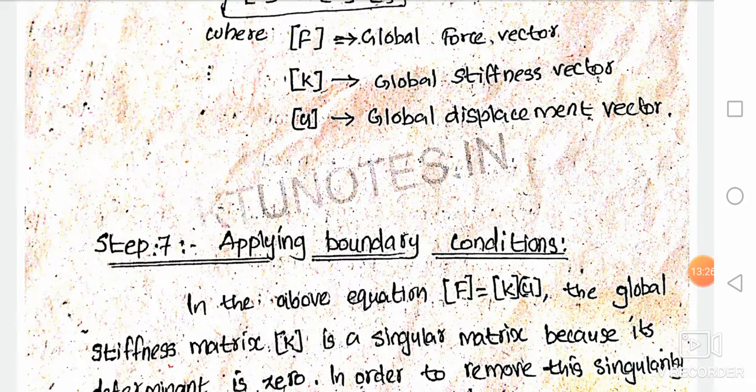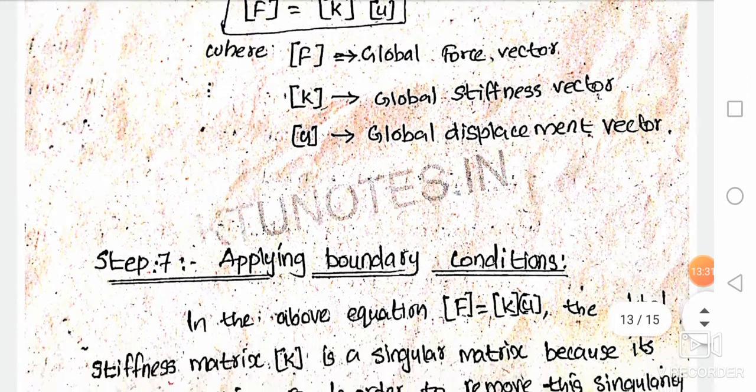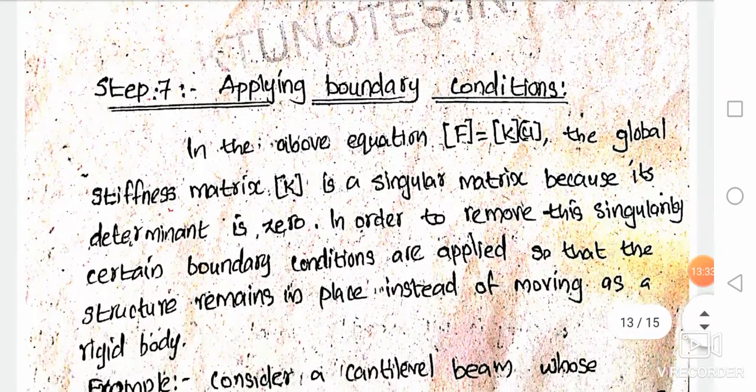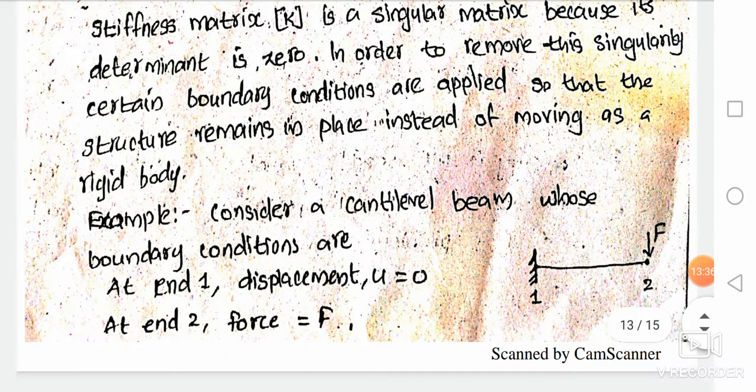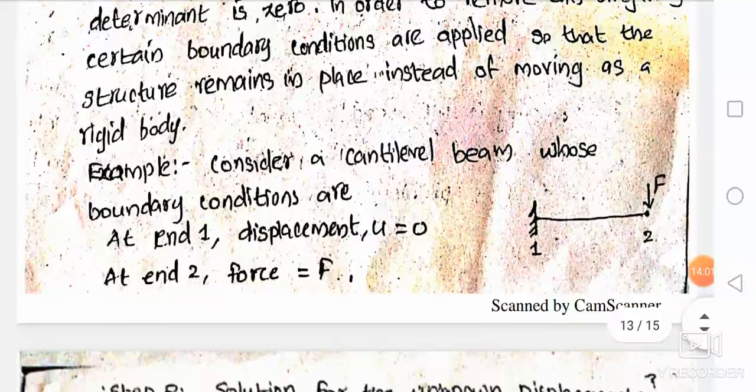The next step is applying boundary conditions. After finding the global stiffness matrix, we go through the boundary conditions. For example, if we consider a cantilever beam, one end is fixed, that is at end 1 U is equal to 0, and at end 2 a force F is applied. The boundary conditions are at end 1, U is equal to 0, and at end 2 the force is equal to F, and then it is put into the global stiffness matrix. This is step 7, applying boundary conditions.